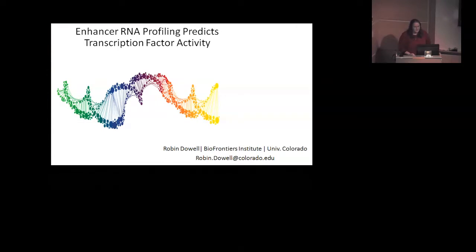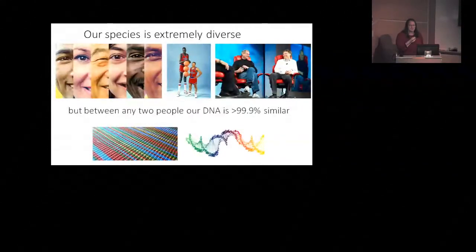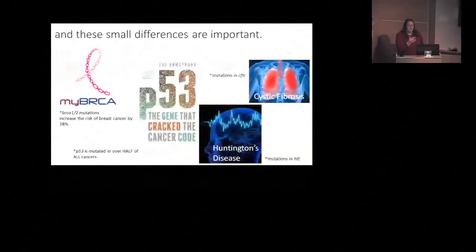So I want to talk today about a problem that we study a lot in the lab, and that is transcriptional regulation. Our species is extremely diverse and differs very little between any 2 people within this room. But those differences obviously lead to what we believe are large phenotypic distinctions. They also lead to disease, and many diseases that we're interested in are actually mutations within particular transcription factors, including p53 itself, a tumor suppressor that is mutated in about half of all cancers.